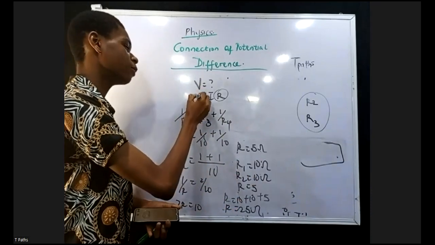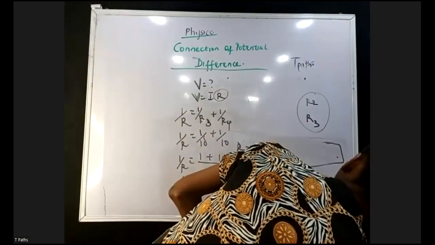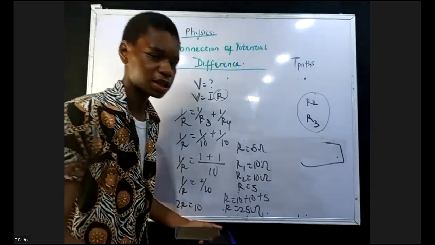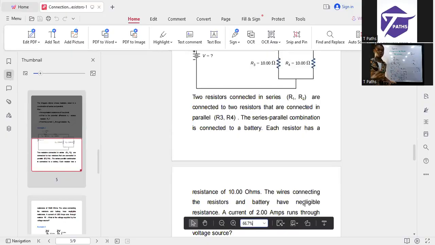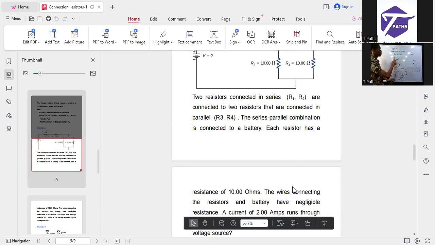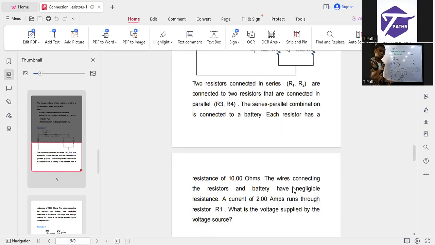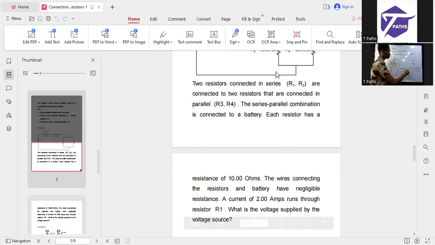So what I'm looking for is the voltage across the source, that's the potential difference of the battery. Don't forget V equals IR. And then they told us the current passing through R1 is 2 amperes. I said earlier that when resistors are connected in series, the current passing through the resistor is the same as the current passing through the circuit. So if resistor 1 has a current of 2 amperes passing through it, then the current passing through the source of the electricity will also be 2 amperes.